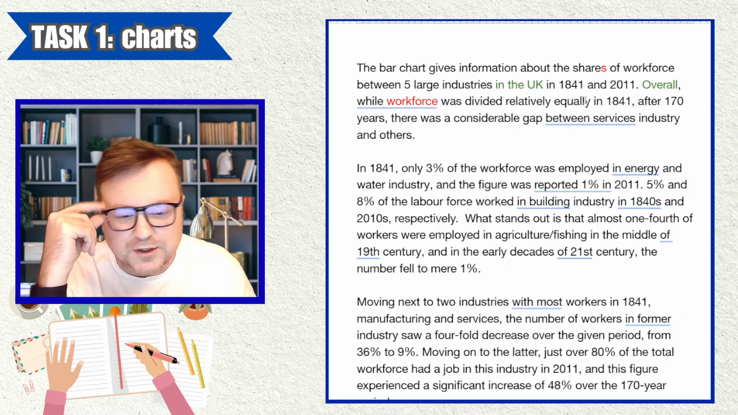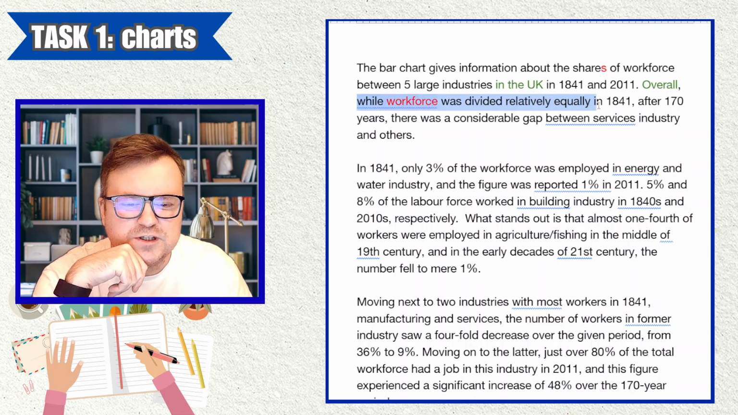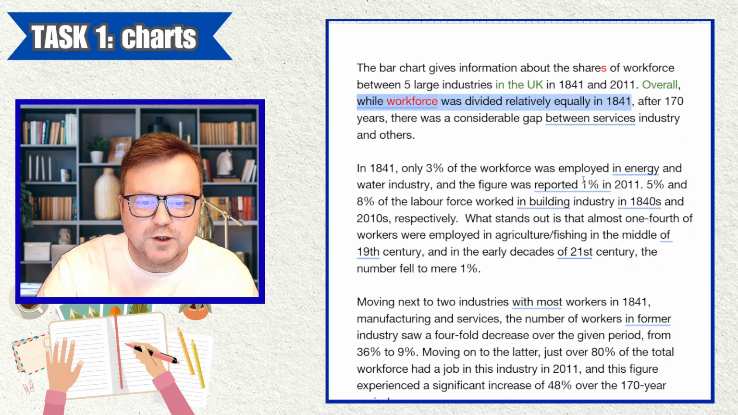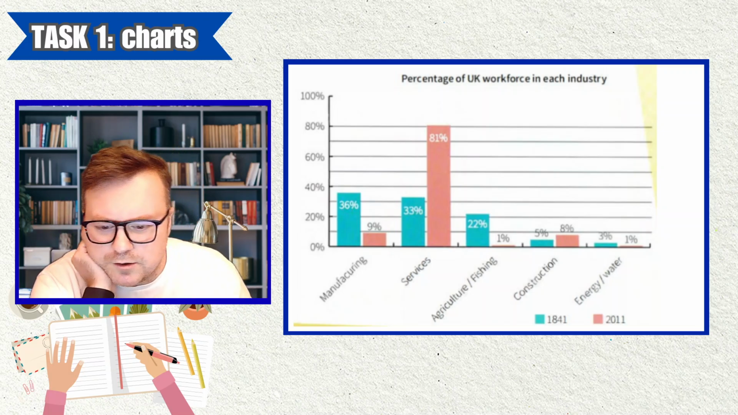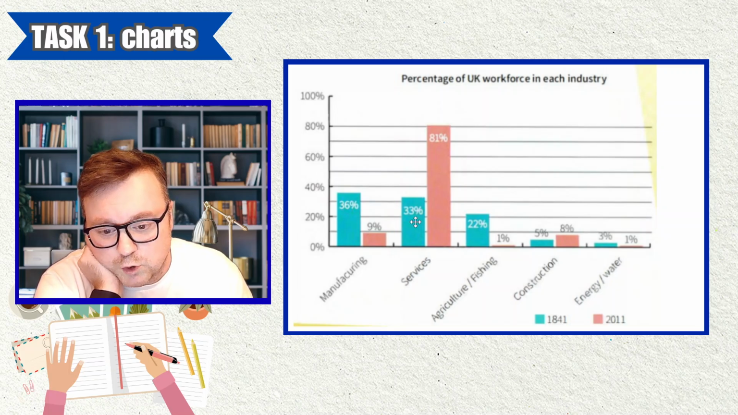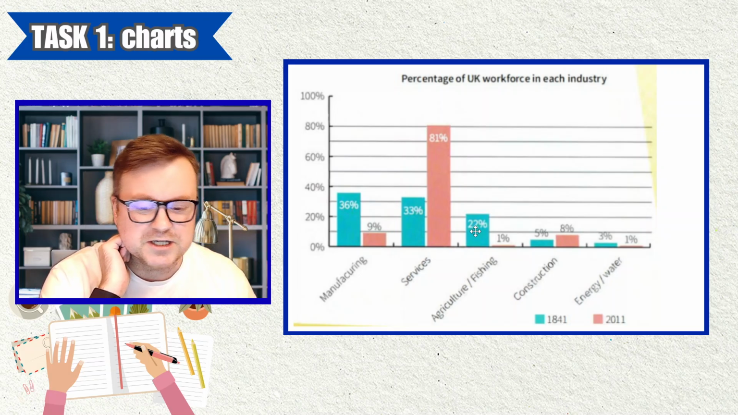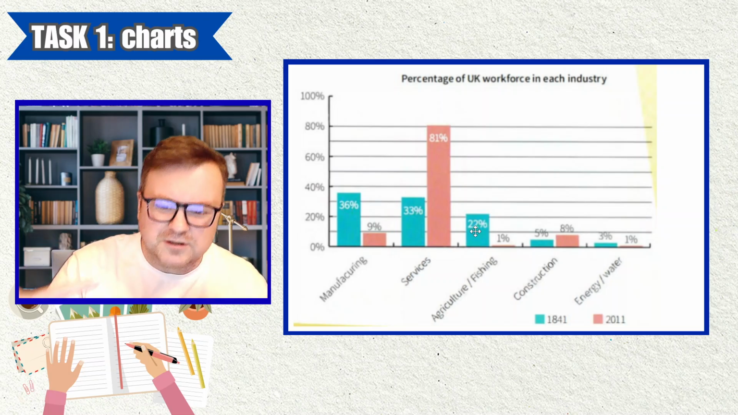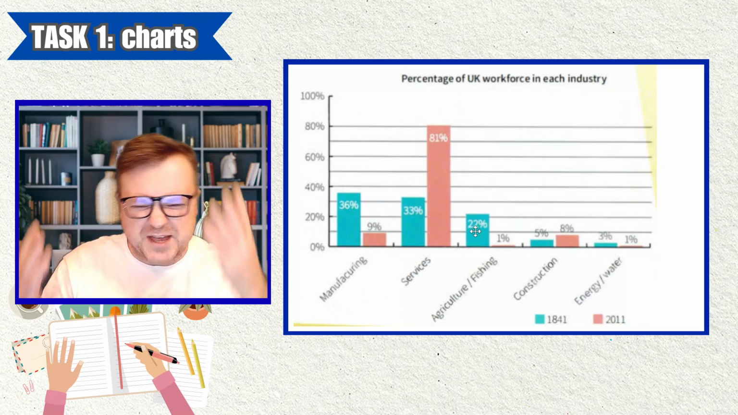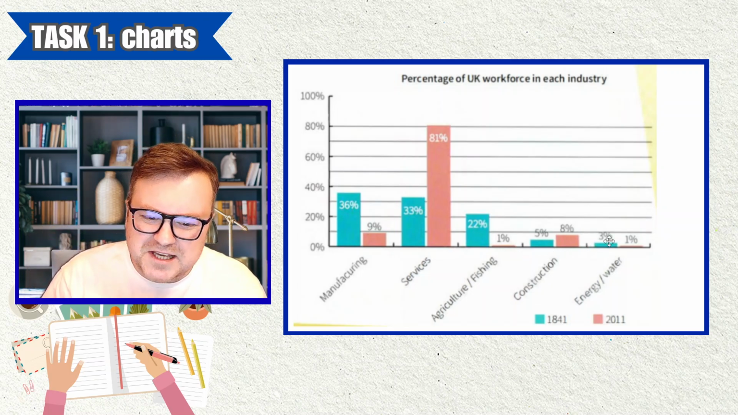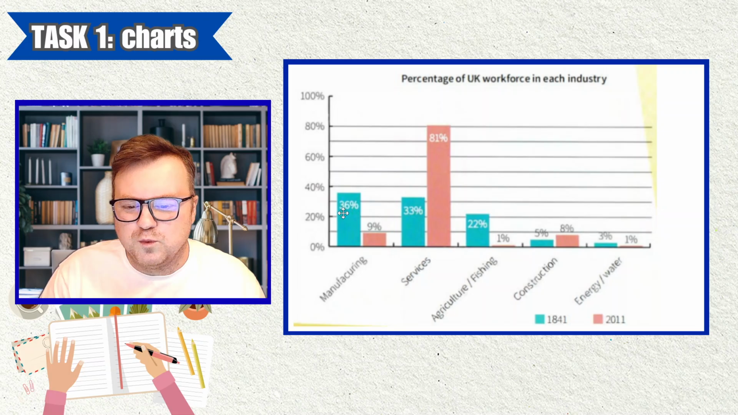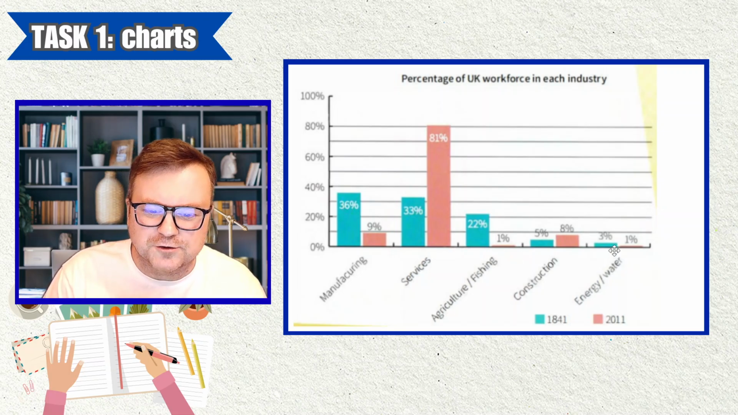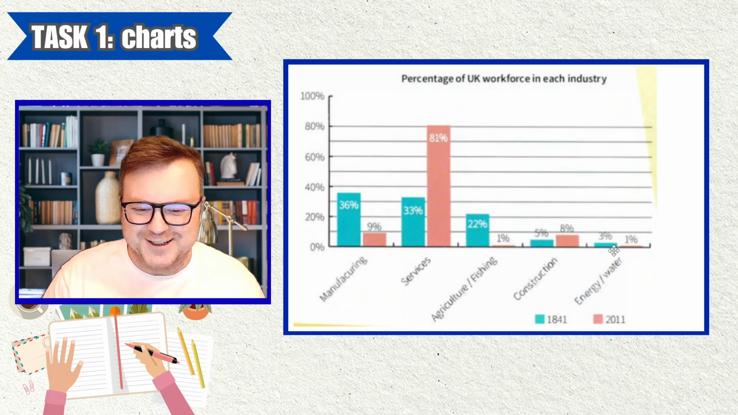But what I don't like about this is I don't agree. The workforce was divided relatively equally in 1841. Was it? Let's have a look back at that. In 1841, manufacturing is 36, services 33, 22%. You could say that that's relatively equal, but 5% and 3% for construction and energy, that's not, right? When you have manufacturing at 36% and you have energy at 3%, that is not a relatively equal split.